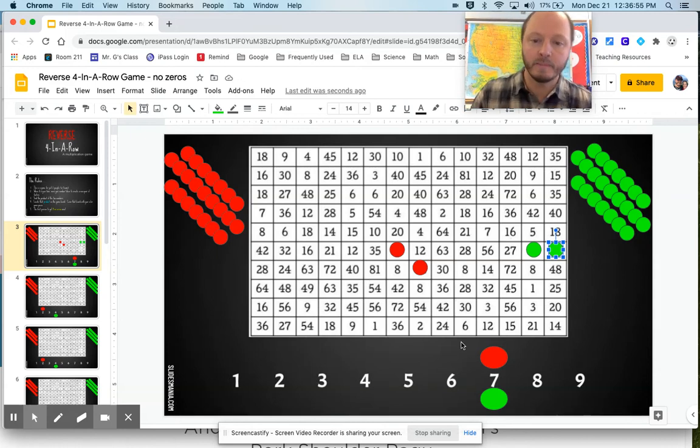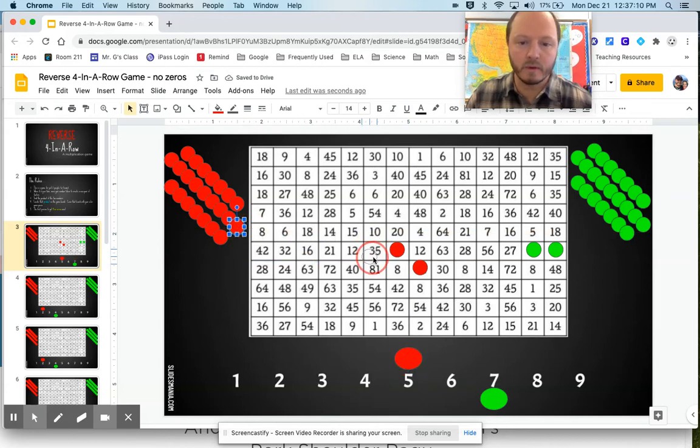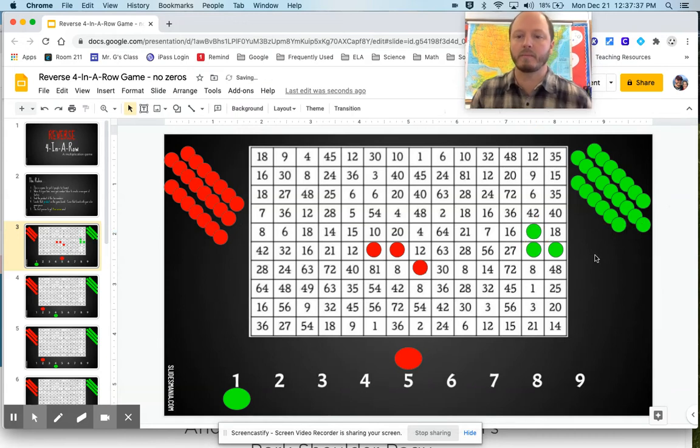So back to red, and red has to play the green 7. So I'm going to move my red 7 to a 5, and I'm going to take that 35 and cover that up, like that. And now the green player's turn has to use the five. So I'm going to look around and say, oh, look, there's a five right there. So I am going to play five times one and be able to cover up that square there with my game piece.